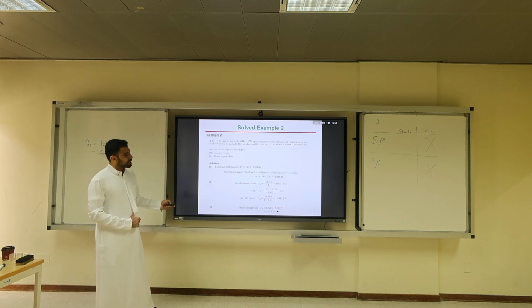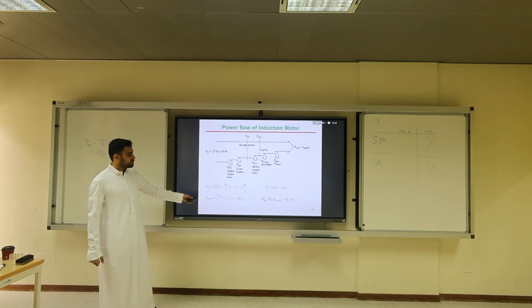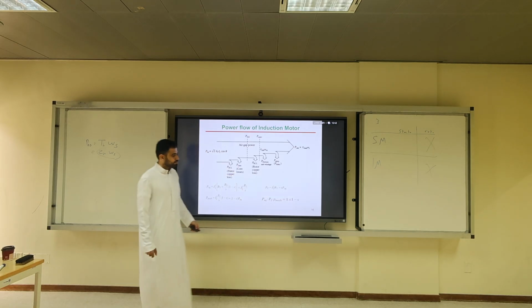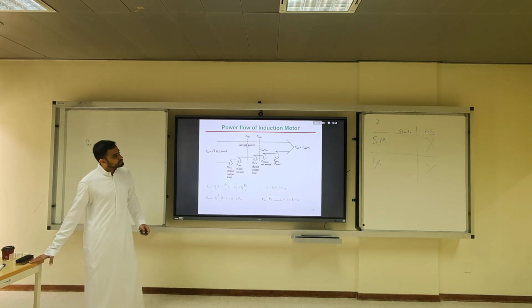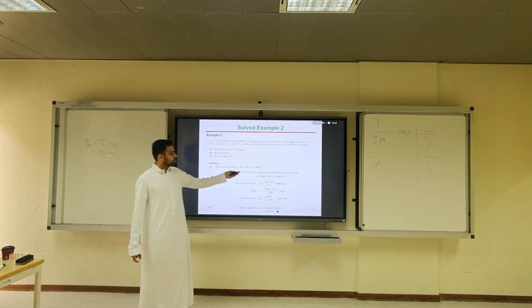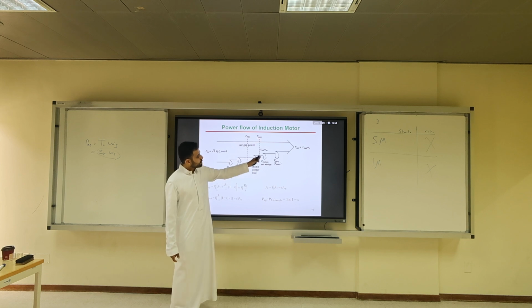Then find the rotor copper losses. To calculate the rotor copper losses, you can use this equation: S times PAG. Okay? What is the mechanical power? Mechanical power made output. Mechanical power developed here is the rated 15 horsepower plus windage and friction. So this is the mechanical power developed.